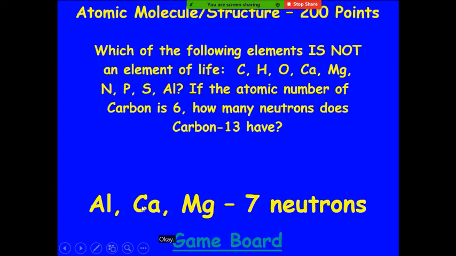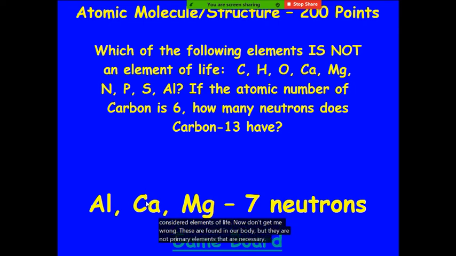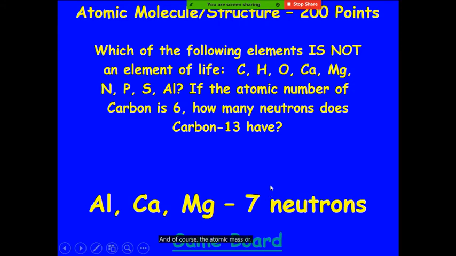Okay, aluminum, calcium, and magnesium are not considered elements of life. Now, don't get me wrong. These are found in our body, but they are not primary elements that are necessary for making organic compounds or molecules. And of course, the atomic mass, or the mass number, which is 13, is 13 minus 6 is 7 neutrons.